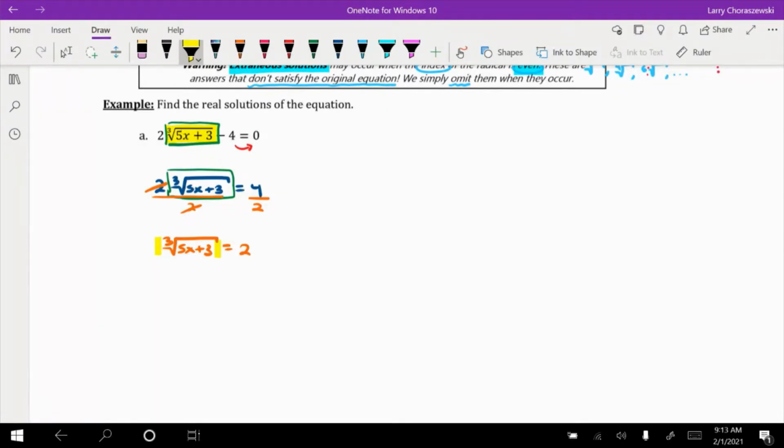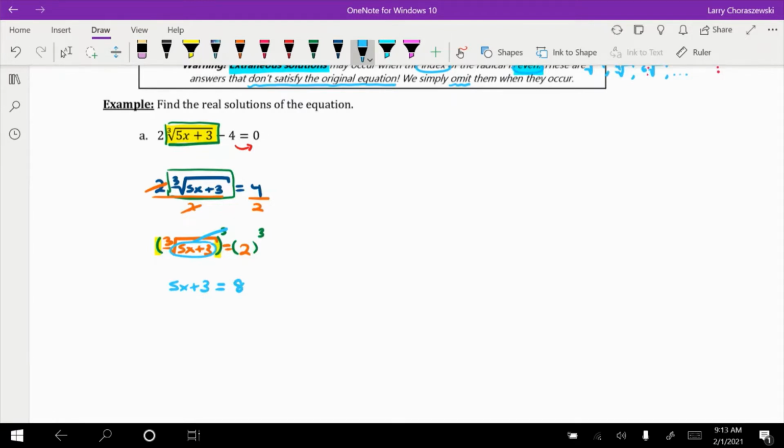Yep, we're going to cube each side. And I like how you put it in the chat bar, Isabel. We'll cube the left, which means we'll have to cube the right. And on the left, as we expect to happen, the cube root and the power of 3 cancel. 5x plus 3 is still left over, though, so let's keep that on the left. And on the right, 2 cubed is 8.